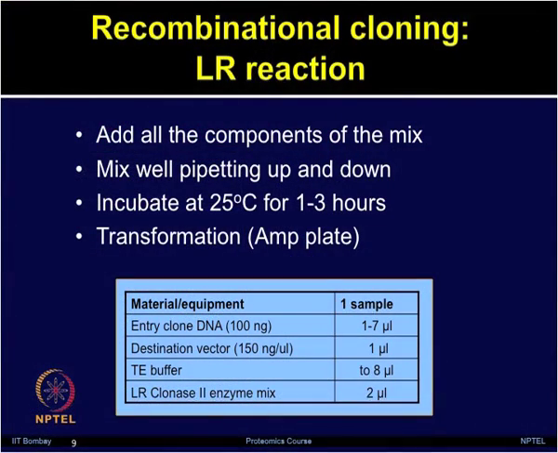Now, let us discuss the recipe for the LR reaction. What are the components required? Again, to perform the experiment in the laboratory, one needs to take the entry clone DNA obtained from the BP reaction, around 100 nanogram will be optimal. Then you need a destination vector, a vector of your choice in which you want to insert this gene of interest, around 150 nanogram per microliter. You need TE buffer and you need LR clonase enzyme mix. Again, these volumes are just to begin with, and they can be modified according to the reaction requirements.